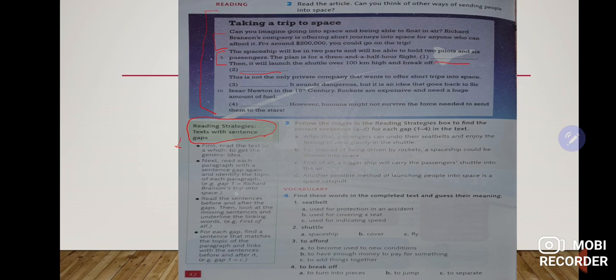1. Richard Branson trip into space. The third reading, read the sentences before and after the gaps. We need to read the sentences before and after the gap. So we read this, and then we read this. Then look at the missing sentences and underline the linking words first of all.